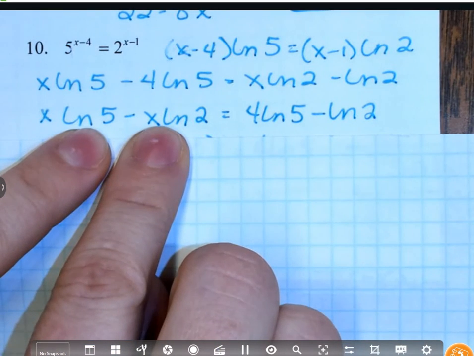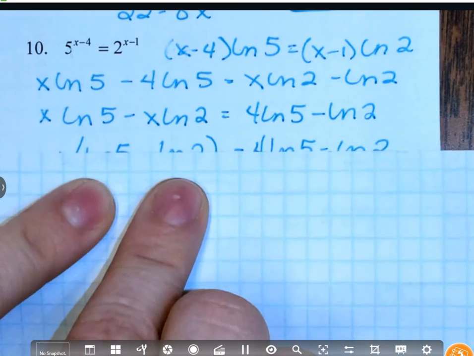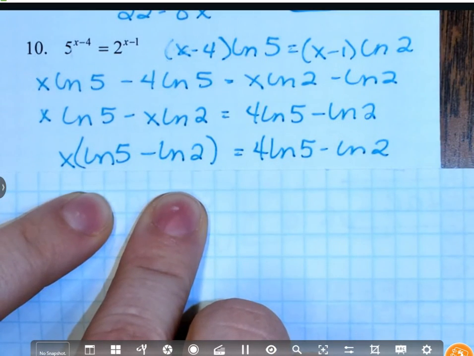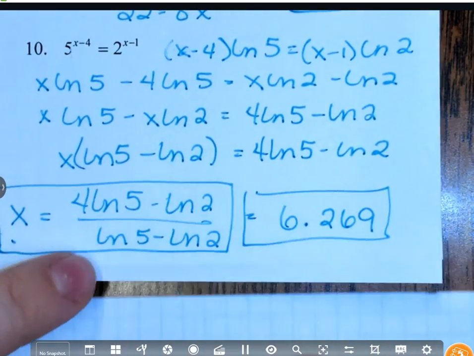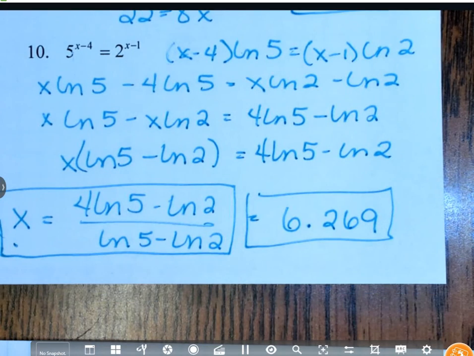Now that my x's are on the same side of the equation, we factor that x out. And now it's x times stuff, no matter how ugly that stuff is. To get the x by itself, we divide both sides by that stuff. Those are definitely, I think, the most tedious. ln 2 minus 4 ln 5 over ln 2 minus ln 5. Okay?